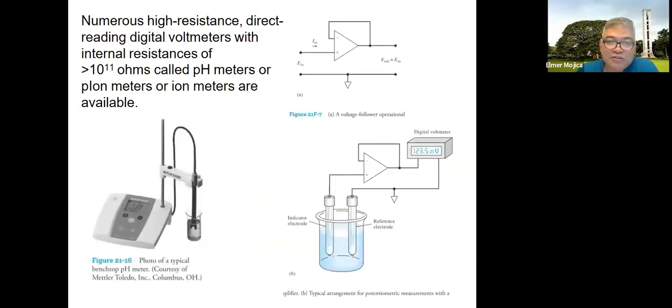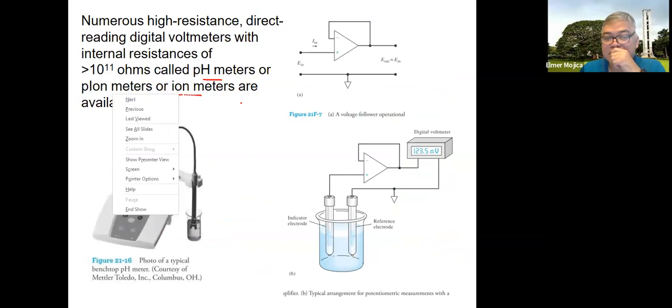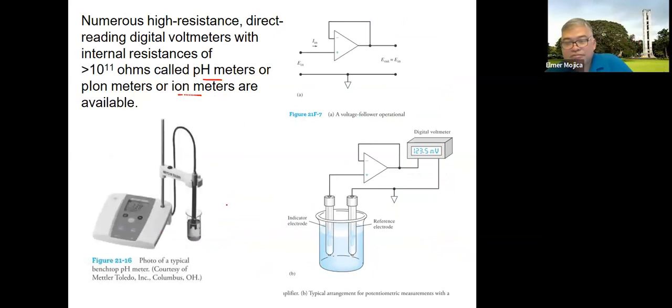And usually what they do is they develop numerous high resistance direct reading digital voltmeters with a resistance of 10 to the 11 ohms. Okay. Some of them are the pH meters that we have, and other p-ion meters or ion meters that we have. So that's the way they overcome this problem.